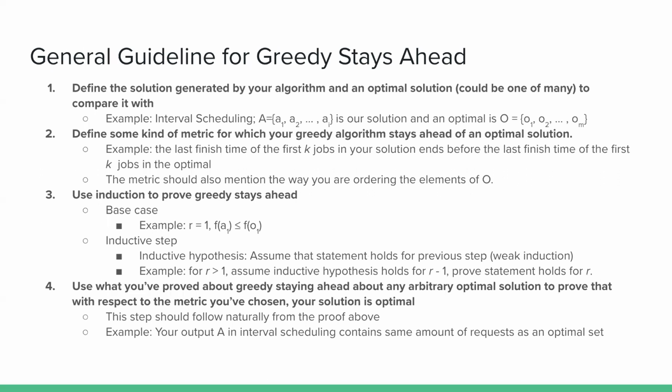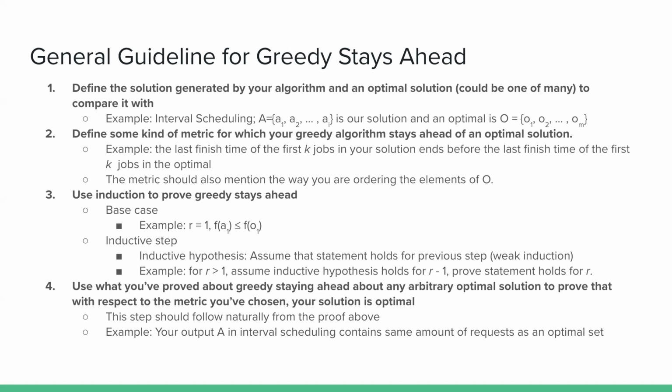Yes, so let's go back to the problem that we were just going through, which is interval scheduling, and talk about the guidelines for greedy stays ahead in this case. We've defined the solution generated by our algorithm as well as an arbitrary optimal solution. For example, our solution is the set A and our optimal solution is the set O. We define the metric in which our algorithm is going to stay ahead: for the kth interval in our solution as well as the optimal solution, our solution is going to finish before the kth interval in the optimal solution. That's our definition of staying ahead.